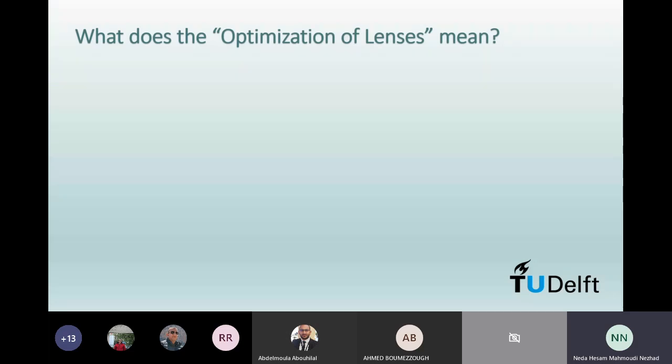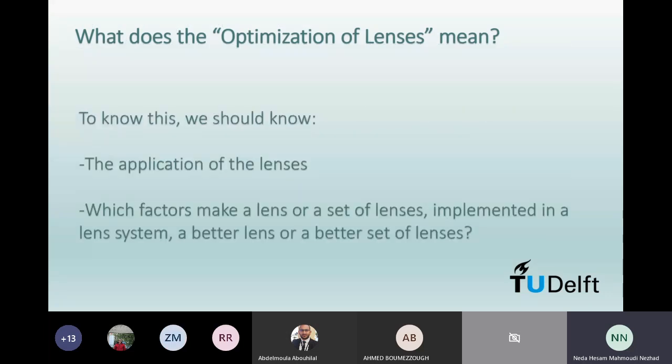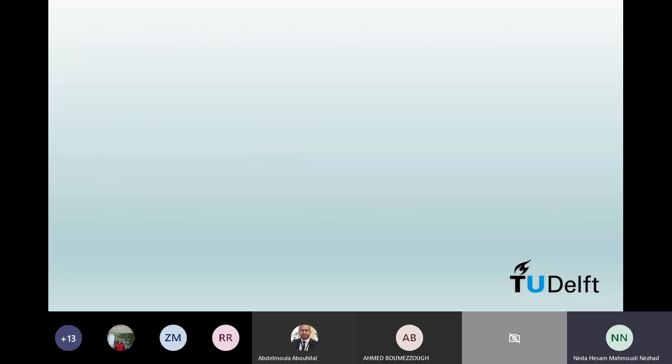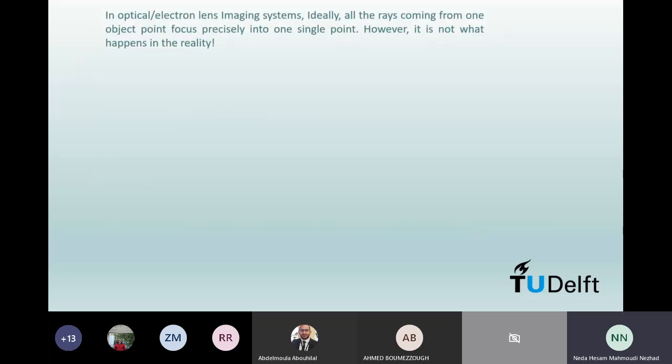So the next optics concept that I would like to explain is what the optimization of lenses means. To find that, we should first explain the application of the lenses to see what factors make a lens or set of lenses to be defined as a better lens or better set of lenses. So let's see what is the application of the lenses.